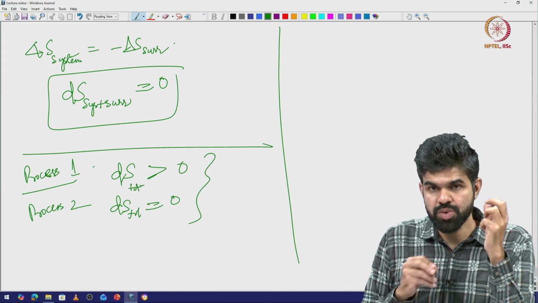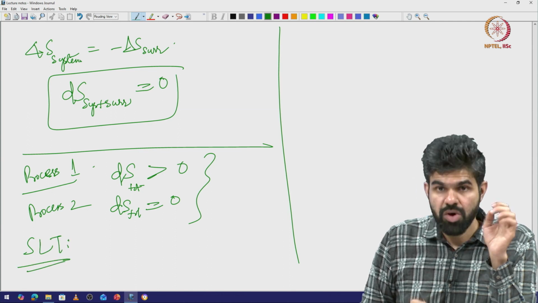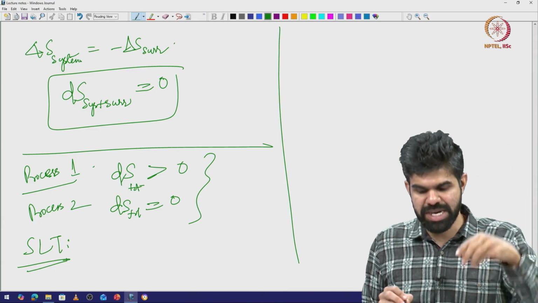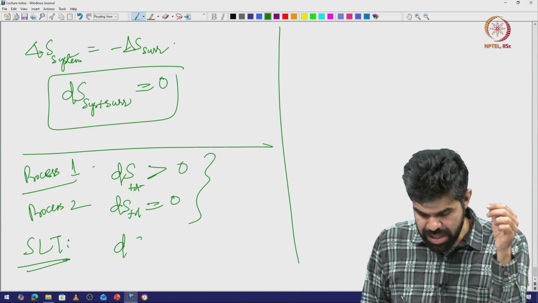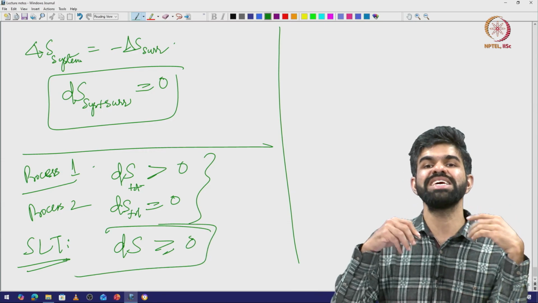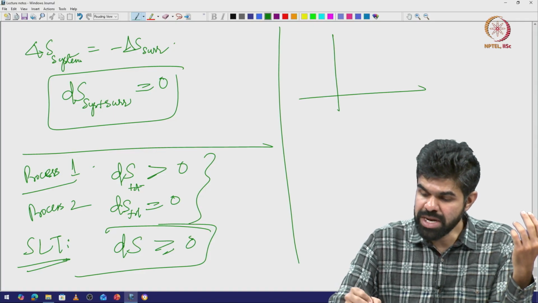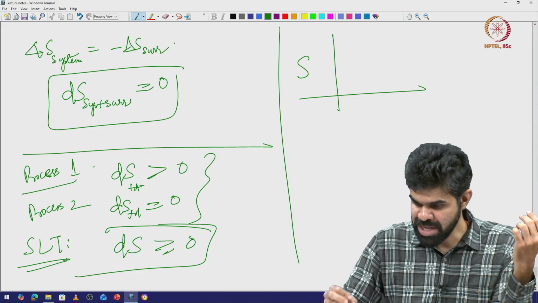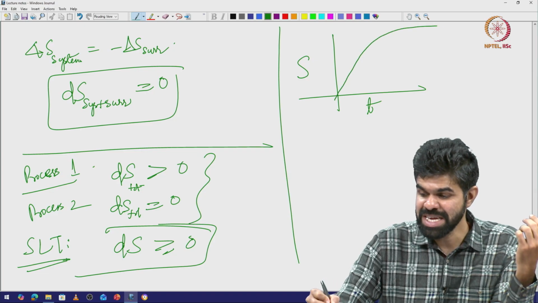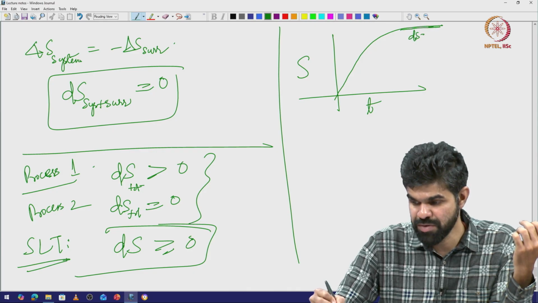I combine these two and say second law of thermodynamics, okay, which tells me how to calculate this ds. This ds is delta q reversible by T. It also tells me that ds is greater than or equal to 0. Always the entropy should be increasing, right. And if I look at entropy as a function of time, the entropy keeps increasing, and then eventually when the entropy saturates, here the ds equal to 0, right.